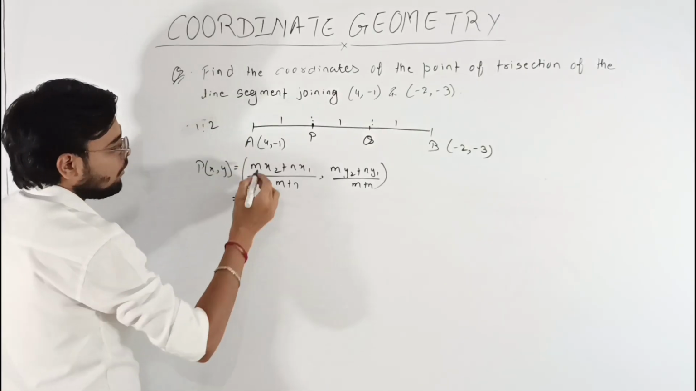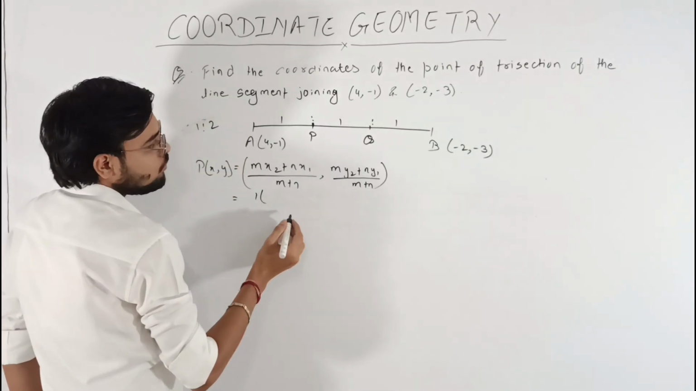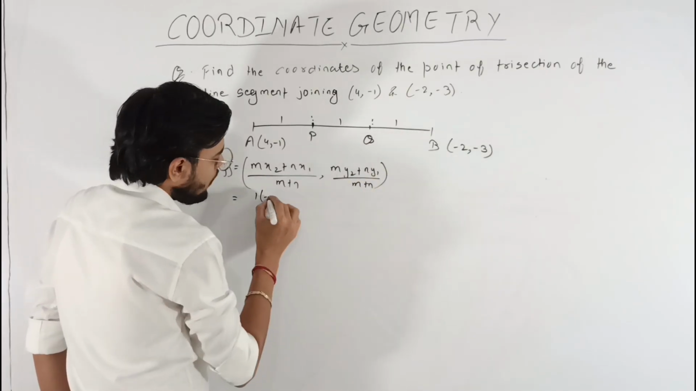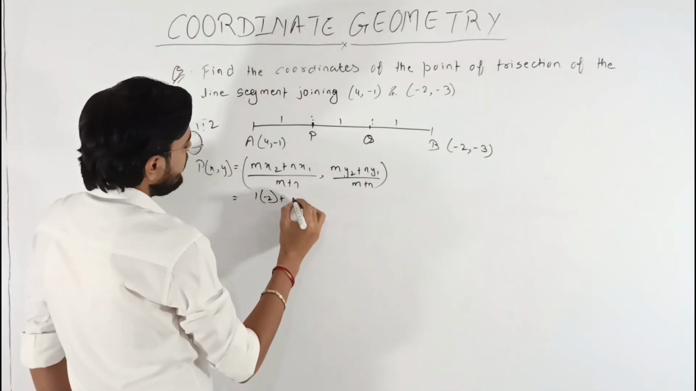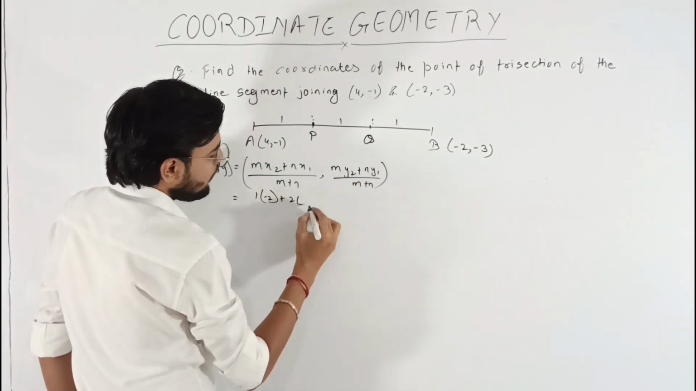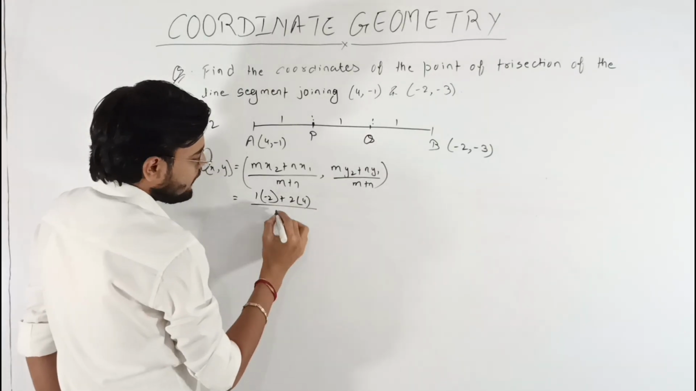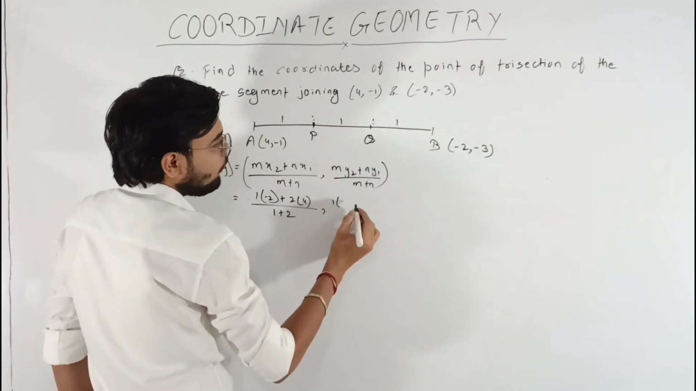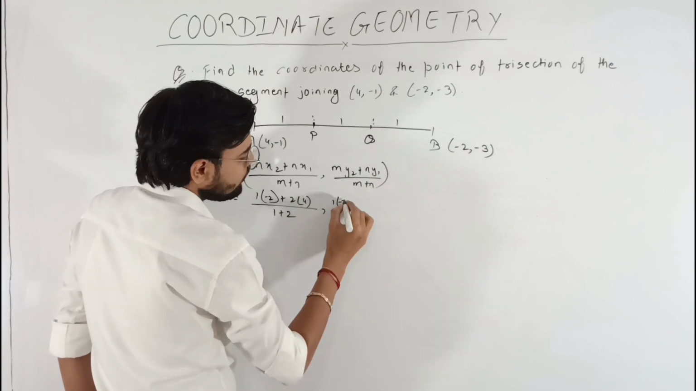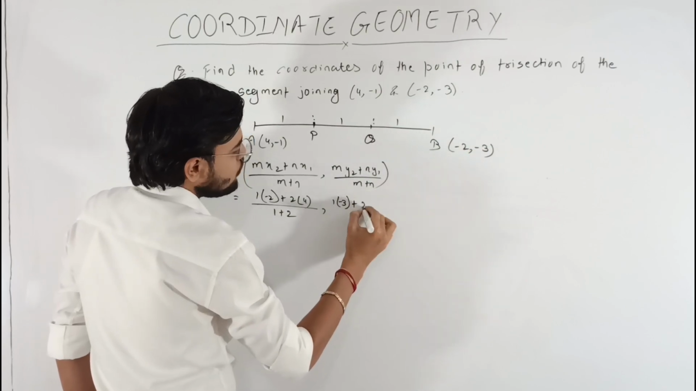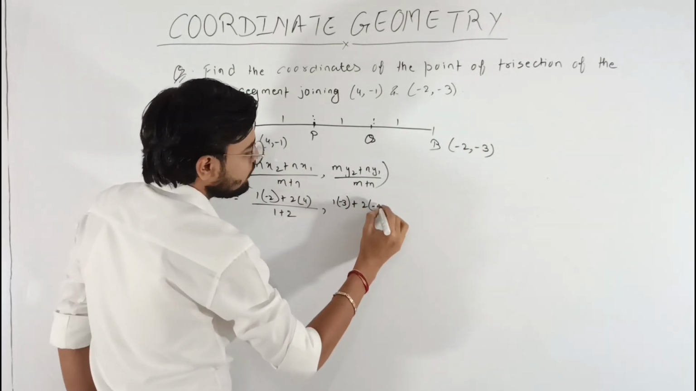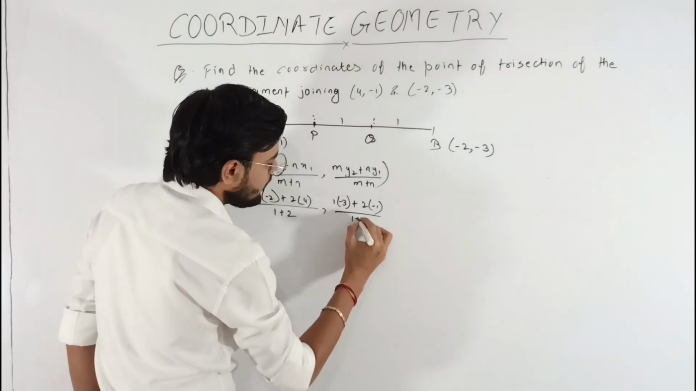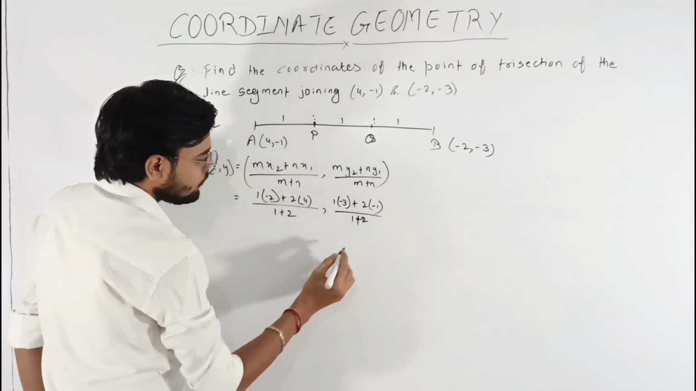1 is to 2. So here m is 1, x2 is minus 2, plus n is here 2, and x1 is here 4. Now m plus n, which means 1 plus 2. Now m y2, m is here 1, y2 is here minus 3, plus n y1, n is 2 and y1 is here minus 1, upon m plus n, which means 1 plus 2.